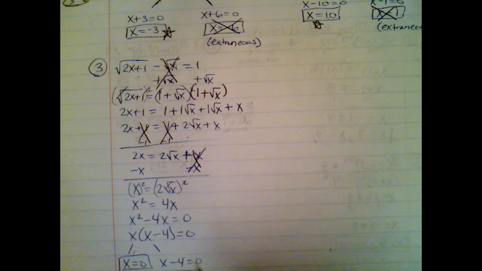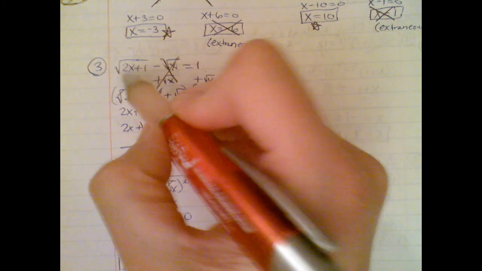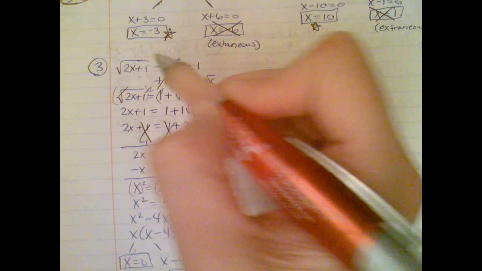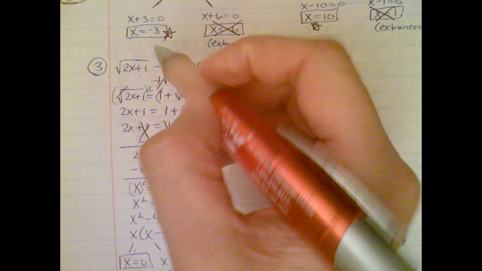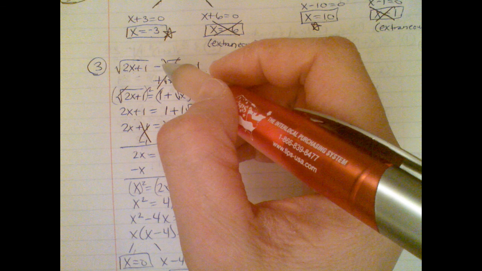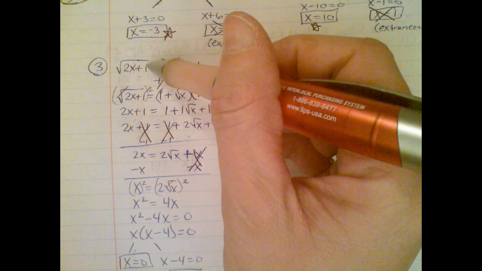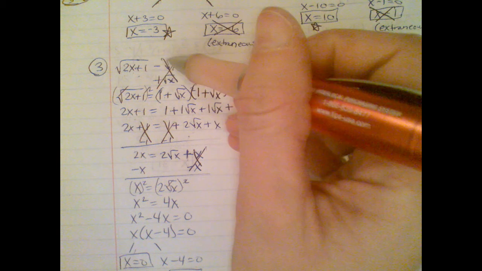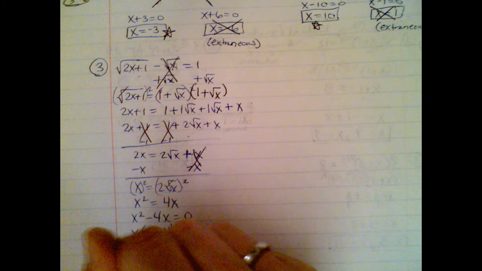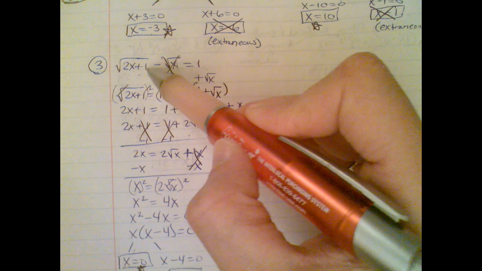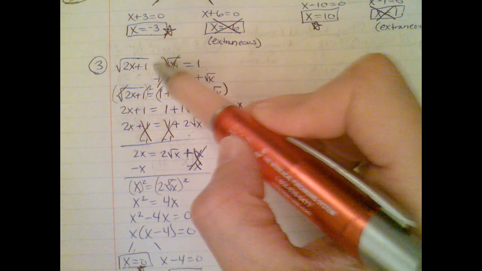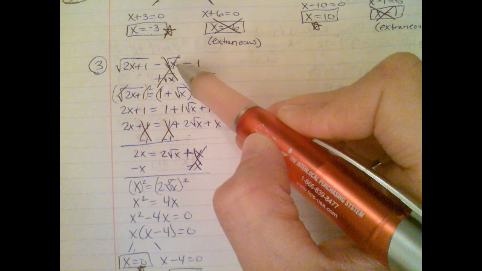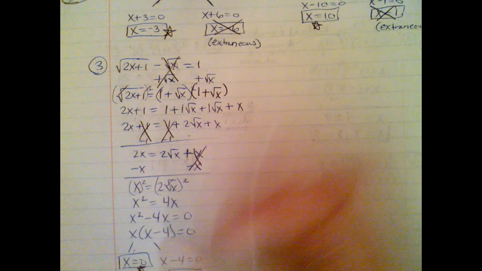For this one, if I plug them back in, let's see if they both work. Oh, just a second. I did that wrong. 2 times 0 is 0, plus 1 is 1. Square root of 1 is 1. Minus square root of 0 is 0, so 1 minus 0 is 1. So this one works out. Plug in the 4. 2 times 4 is 8. 8 plus 1 is 9. Square root of 9 is 3. Minus square root of 4 is 2. So 3 minus 2 is 1. Both of these end up working.